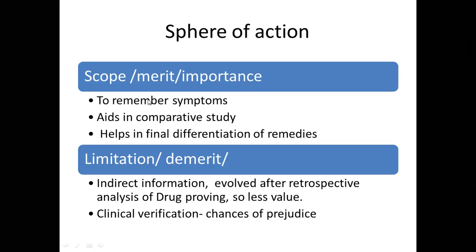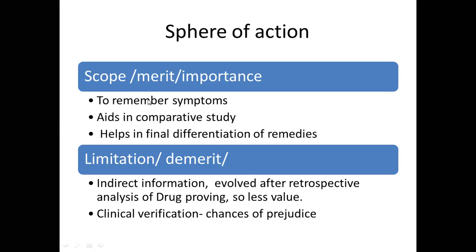But once you know it acts on the lower GIT, it produces symptoms like diarrhea. Okay, this much is sufficient for me to recollect the symptoms of Podophyllum, and this will also help you to remember the various symptoms. So, the example of Nux vomica: if we know the sphere of action of Nux vomica is on the upper GIT.